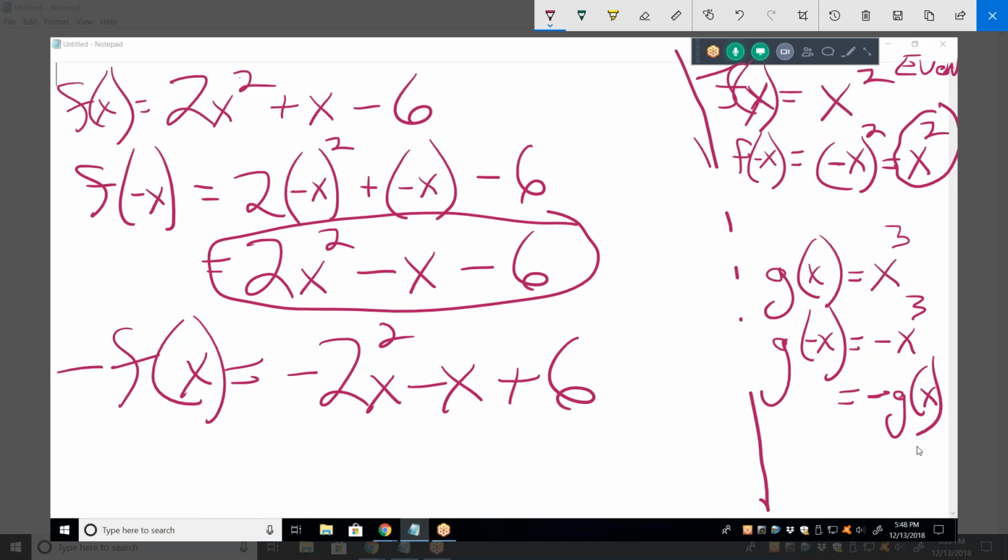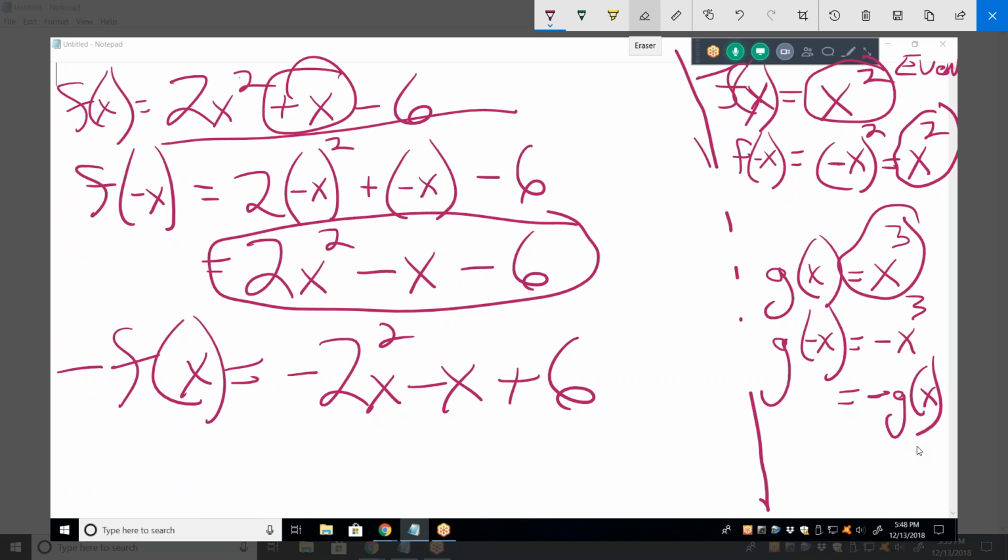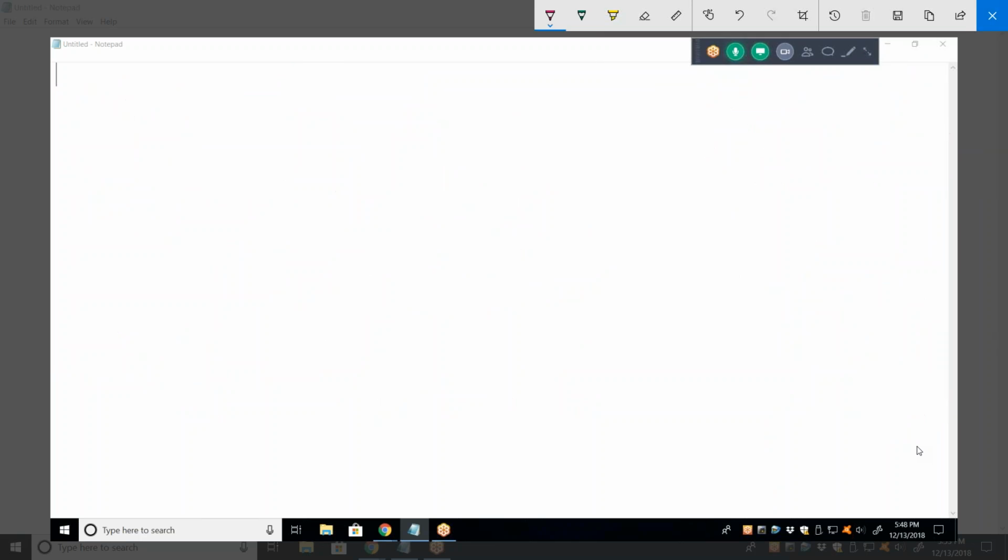Okay. It's one of the three. Most functions are neither. You have to have a fairly unique type of function so that f of negative x is either equal to f of x or equal to minus f of x. These functions over here are nice and simple, so they follow the rule nicely. But this function, because it has that plus x, kind of screws everything up. But that's the test, is f of minus x.